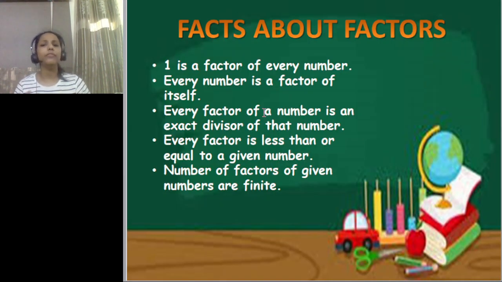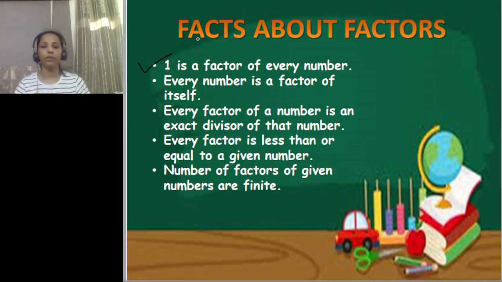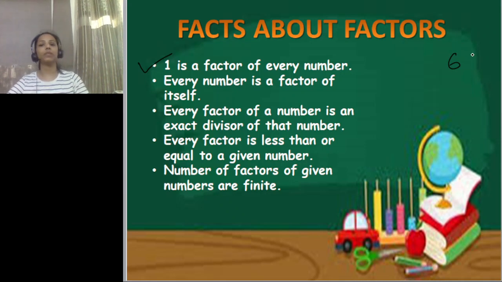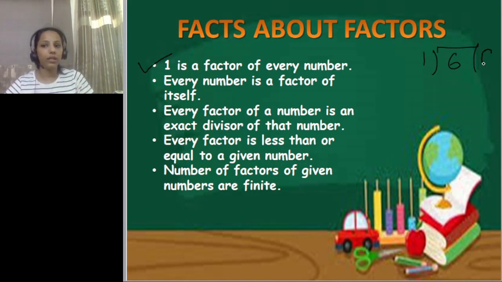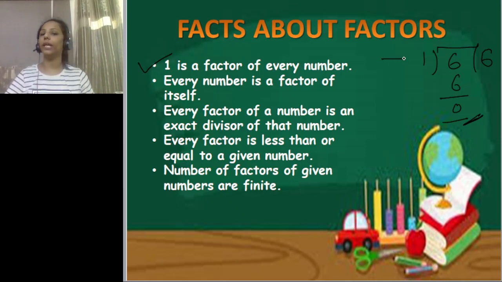Let's know some facts about factors. We know that 1 is a factor of every number. We have studied this right now, that 1 is a factor of every number. You can see, like, let's take one number, say 6 again. If we divide 6 by 1, 1 divides the 6 completely. 6 ones are 6, remainder is 0. This means that 1 is dividing 6 completely. So 1 is a factor of every number. You can try this with any number.